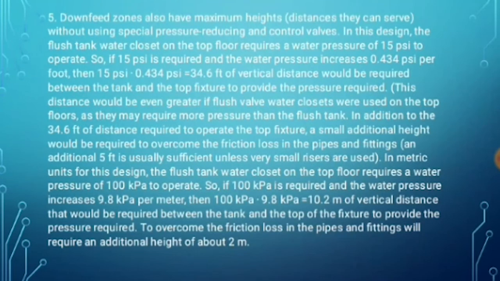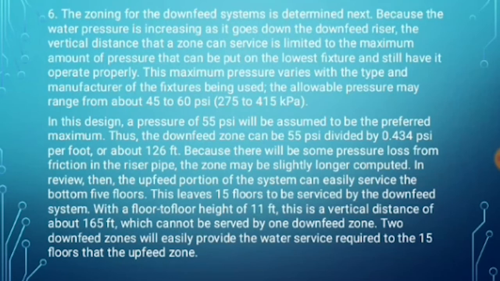Downfeed zones also have a maximum height. Without using special pressure reducing and control valves, in this design, the flush tank water closets on the top floor require a water pressure of 15 psi to operate. So if 15 psi is required and the water pressure increases 0.434 psi per foot, then 15 psi divided by 0.434 psi equals 34.6 feet of vertical distance would be required between the tank and the top fixture to provide the pressure required. The zoning of the downfeed system is determined next.